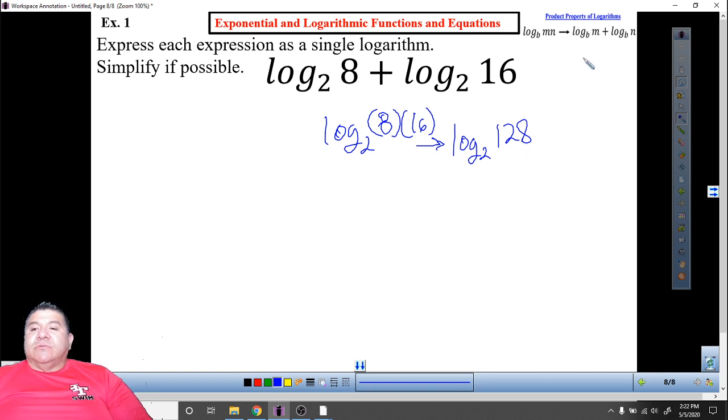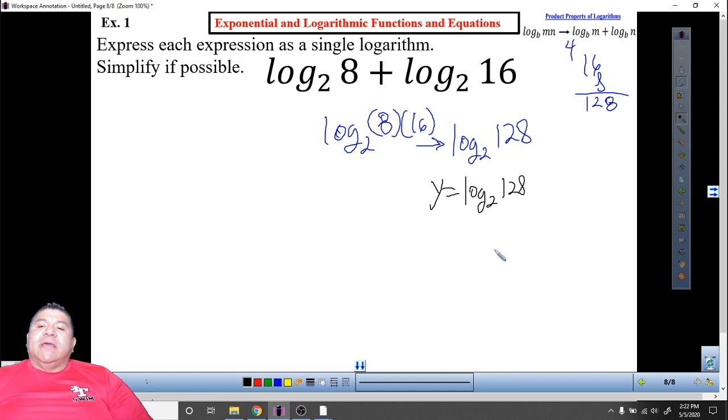So basically just do 16 times 8. 4, 8, 12. There it is. All right, and do we know how to simplify this? Because it says simplify if possible. So I write what? All this equal to what? y equals log base 2 of 128.